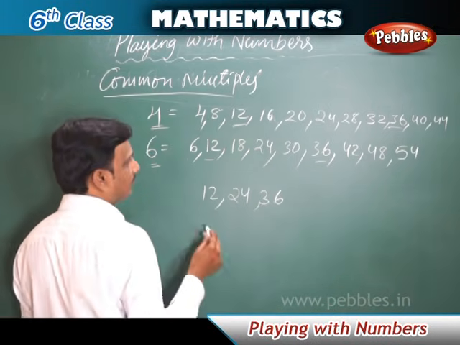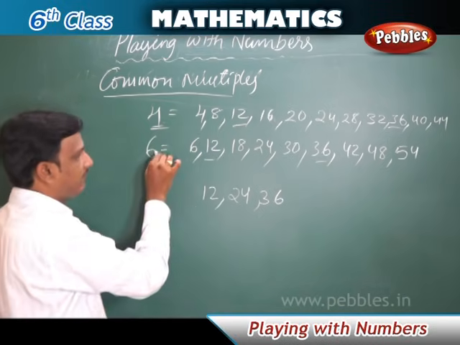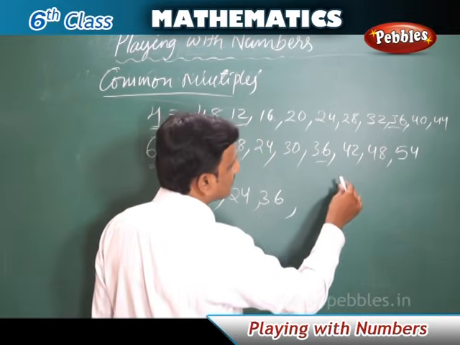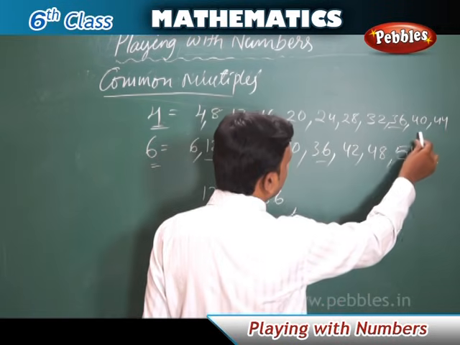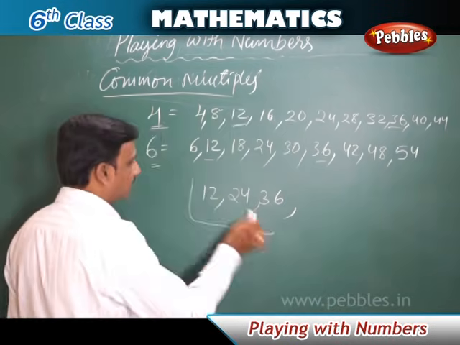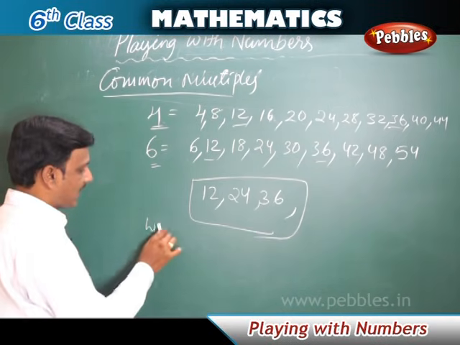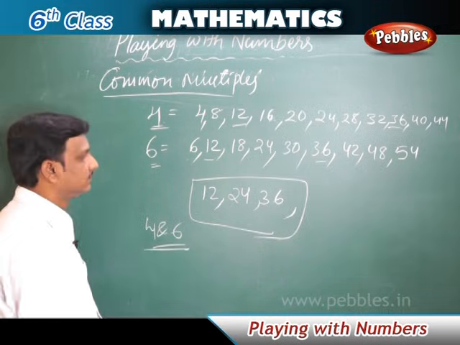36 is common among 4 and 6. It is a multiple of 4 and even a multiple of 6. Now what's next? Till here we don't have any other matches. So these three numbers are the common multiples of 4 and 6.